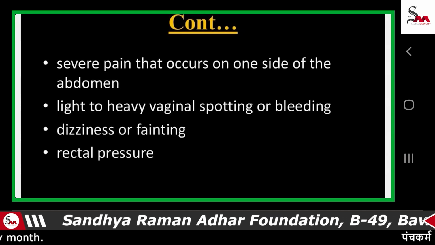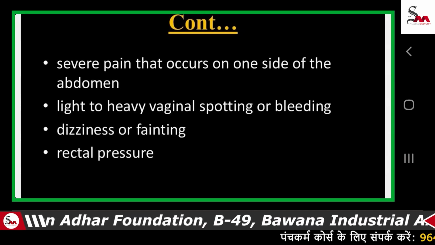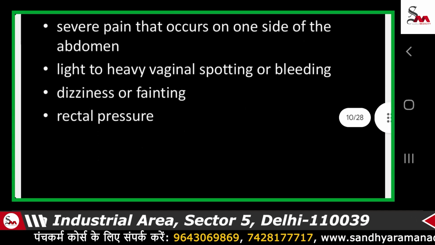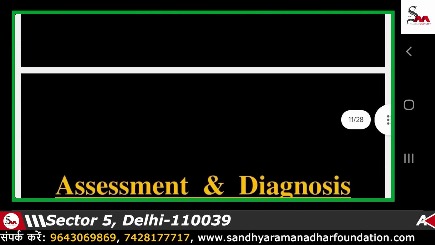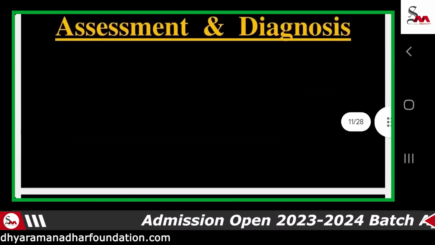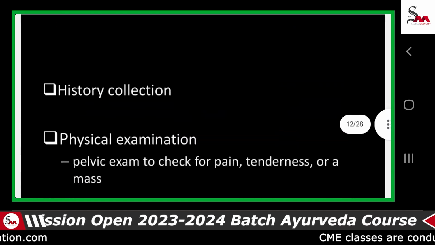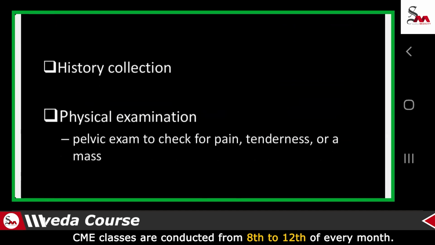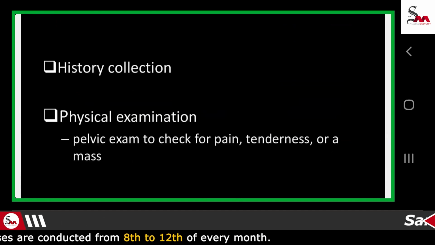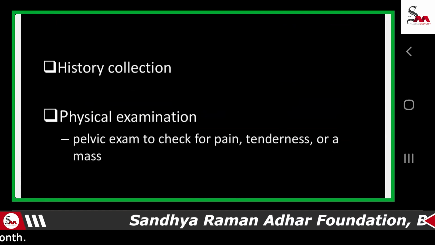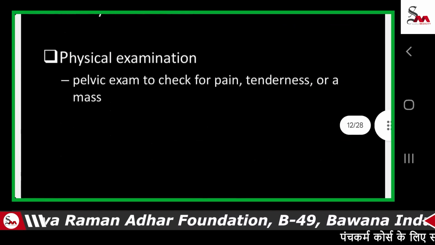Dizziness and fainting are also among the symptoms, and the rectal pressure increases. On per rectum examination, you feel heaviness and some pressure. And how to assess or diagnose? The patient's history should be taken properly. Then physical examination. In pelvic examination, you have to check for pain, tenderness, or any mass felt. In the case of cervical pregnancy, it can be felt.